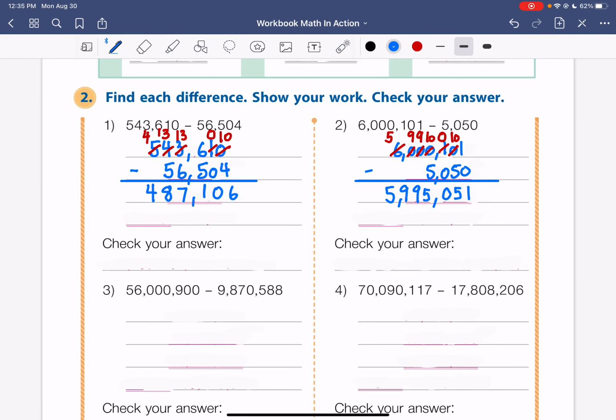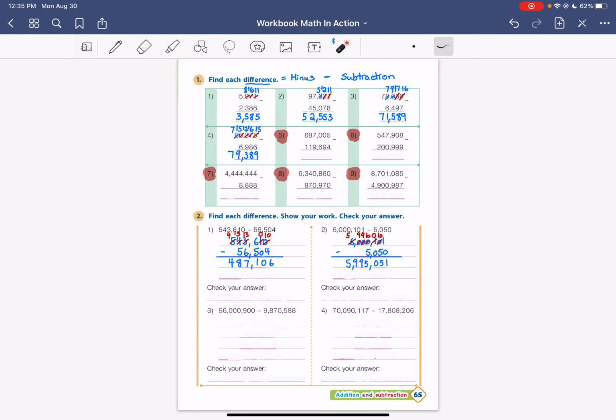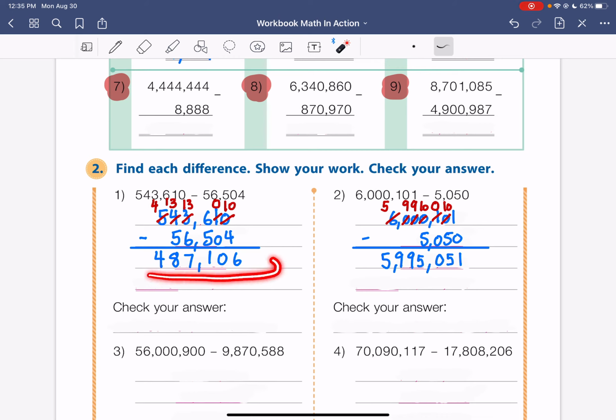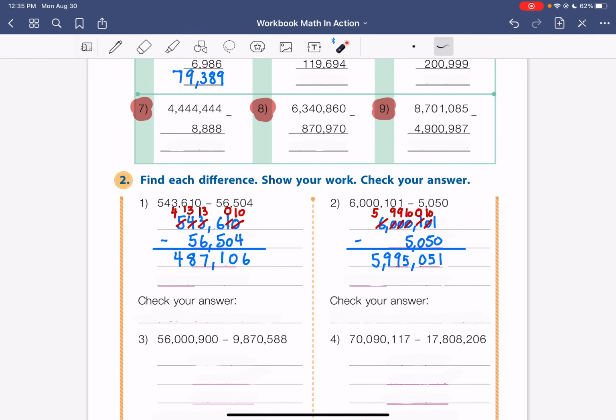All right, so how do we check our answer? To check your answer, we can just use addition. We can add 487,106 plus 56,504. That's how we check our answer. We can use addition, the opposite of subtraction.